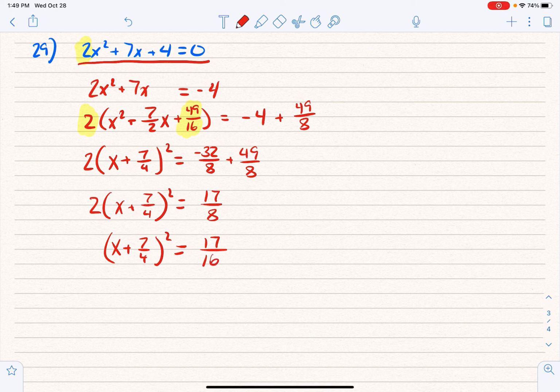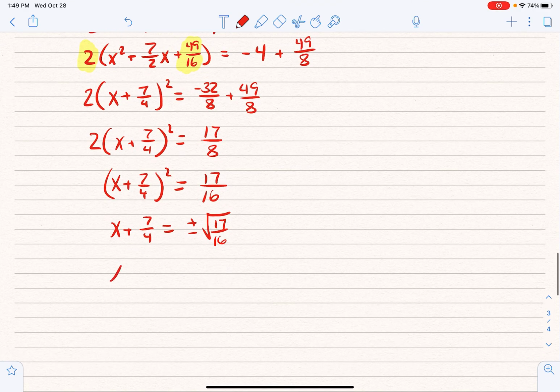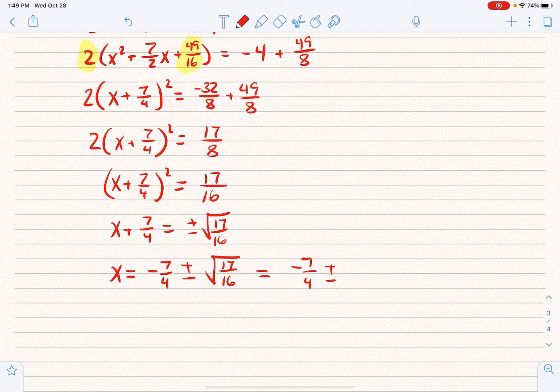Now, square root both sides. X plus 7 fourths is equal to plus or minus the square root of 17 over 16. Now, this is really very similar to a problem we did in class, and I said that this isn't the answer that would be in the back of the book. Even as we move the 7 fourths to the other side, you would have negative 7 fourths plus or minus the square root of 17 sixteenths. But see, you know the square root of 16. So this actually simplifies to negative 7 fourths plus or minus the square root of 17 over 4.